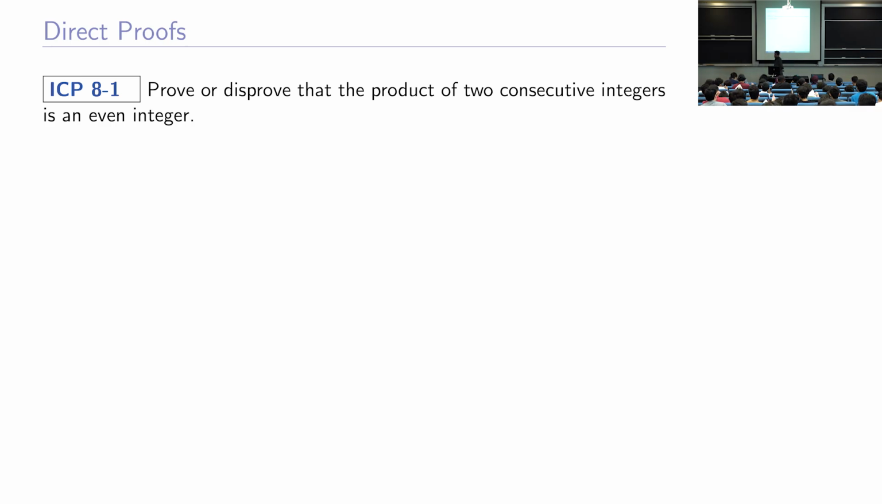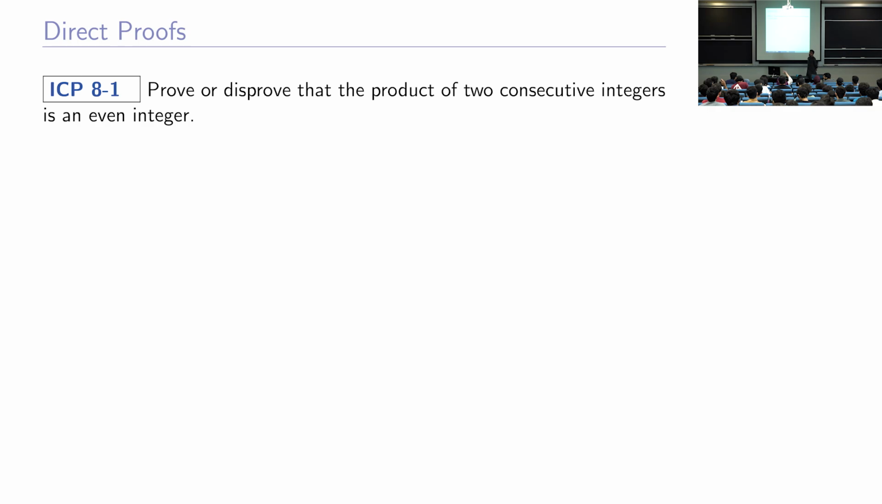Now, I am making a statement which may or may not be true. The product of two consecutive integers is an even integer. Can you first make the statement into an implication type statement? What is the implication? Make this statement in terms of an implication.